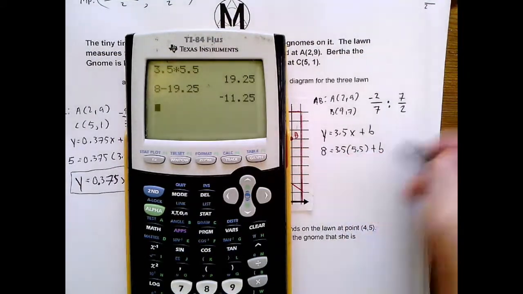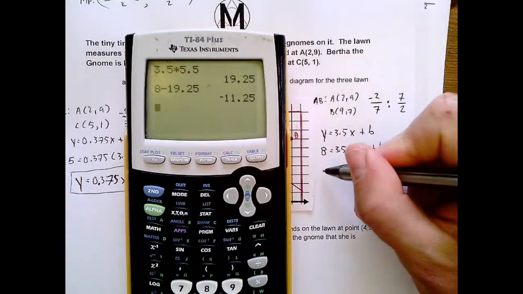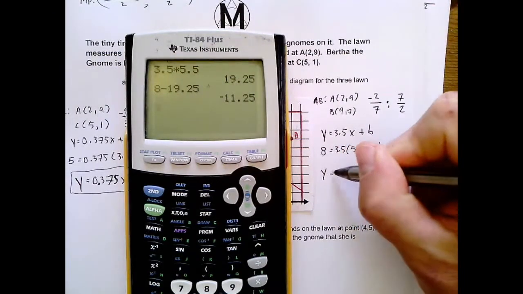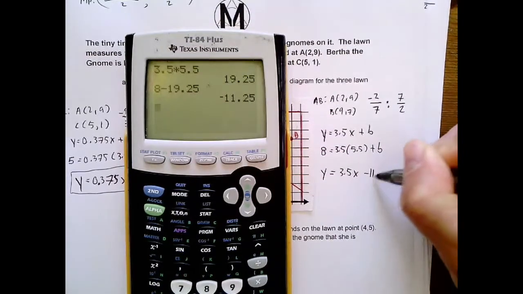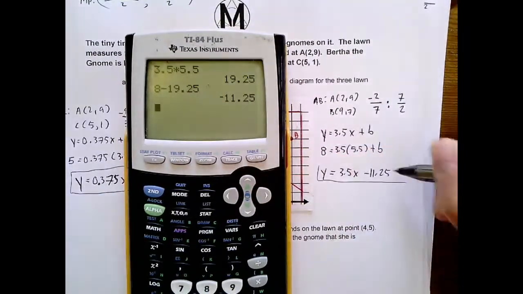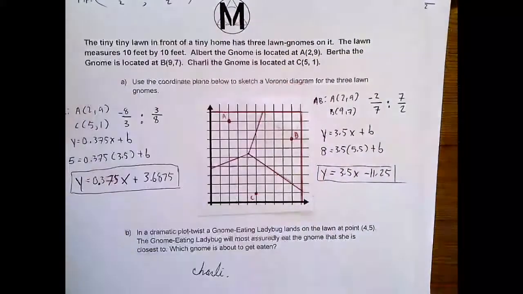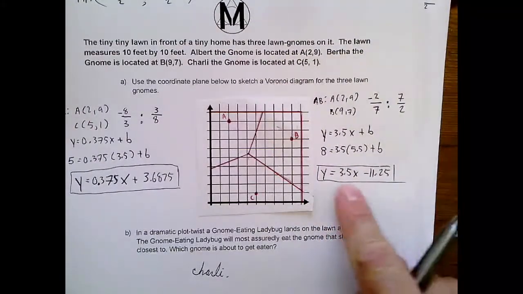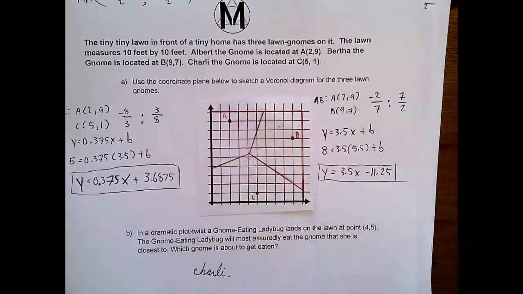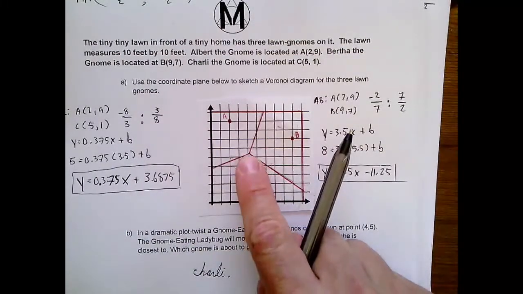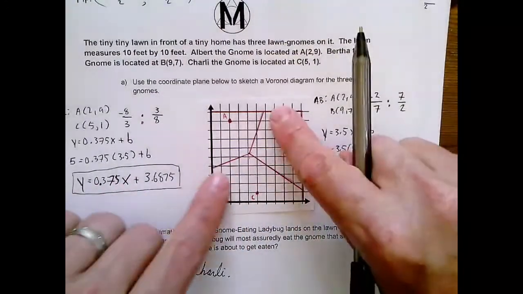So we plug that in. We know the slope of our next line is y equals 3.5x minus 11.25. Okay, and let's clarify we know what that is. That is the equation of this perpendicular bisector. And so we're trying to find this point, and so this point is where these two lines cross.